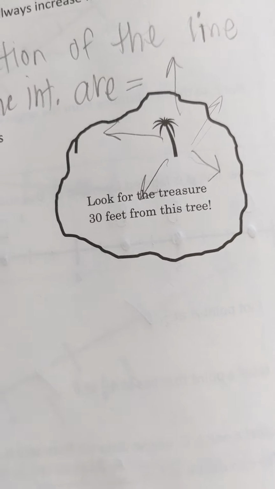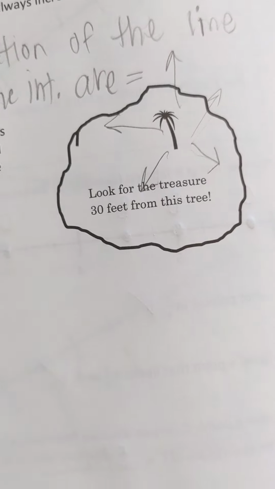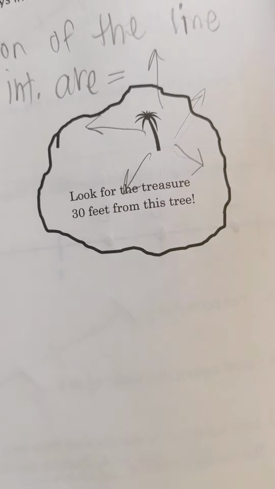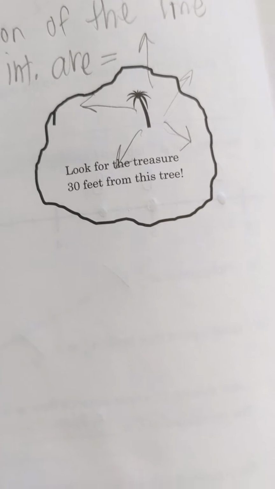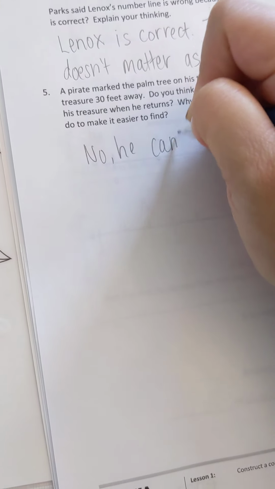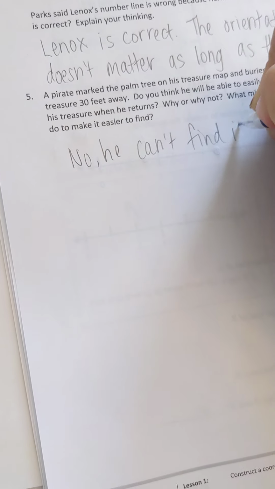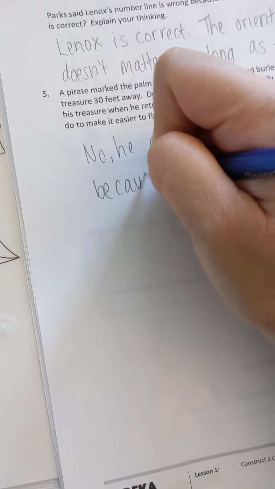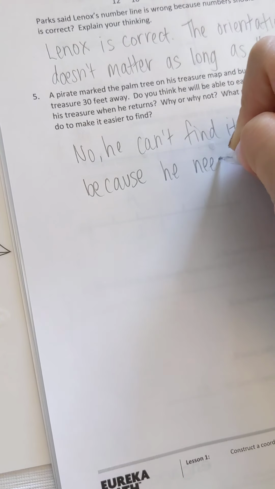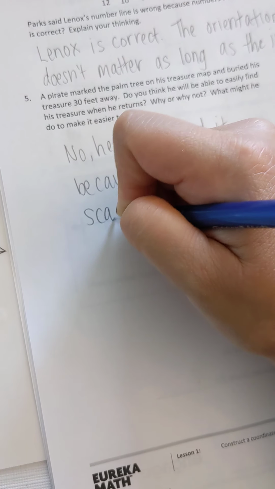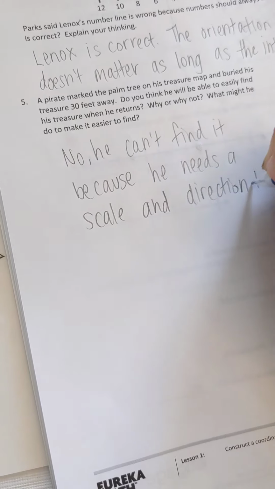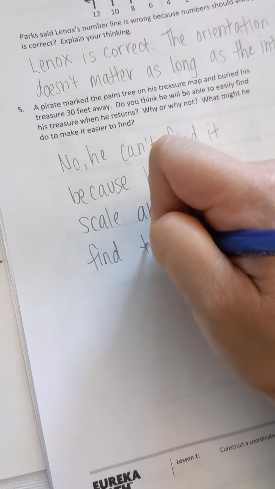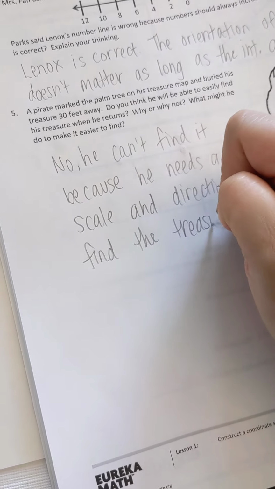So it doesn't work. He's not going to be able to find his treasure because he did not make a scale telling which direction to walk. Okay? So no, he can't find it because he needs a scale and direction to find the treasure.